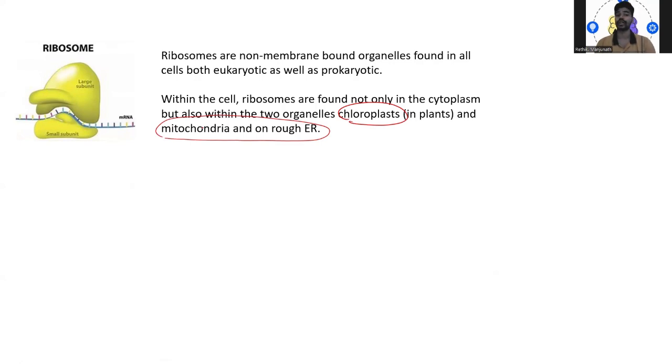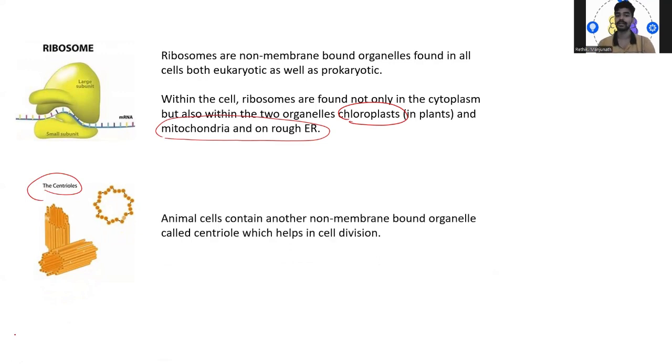What is the function of ribosomes? We will discuss it in depth. The next is the centrioles, which are also non-membrane bounded. Animal cells contain this non-membrane bounded organelle, the centriole, which helps in cell division.